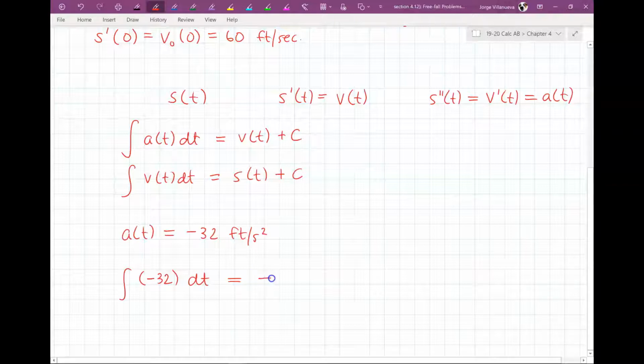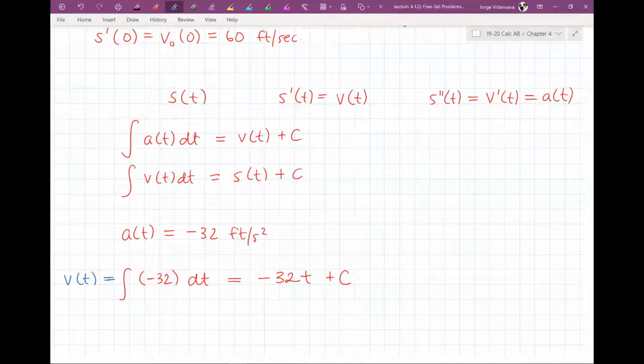I'll give you a little bit of a hint. It's negative 32... Say again? T, right? X is correct, but t is more correct because it's dt, right? With respect to t. I know the definition said x, but if you look at the definition, it was all with respect to x, right? So negative 32t plus c. So what you guys just found, and I'm going to write this on the left side, is v of t. We just found our velocity function.